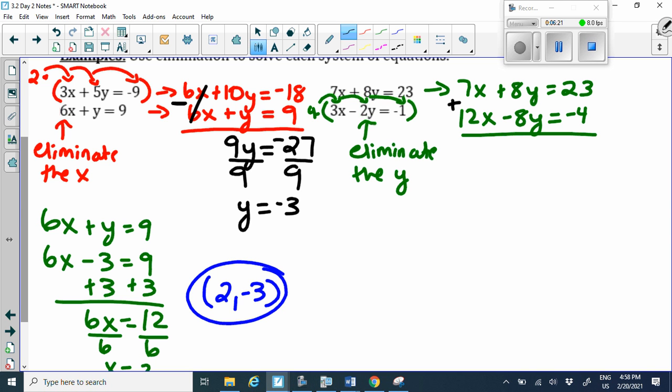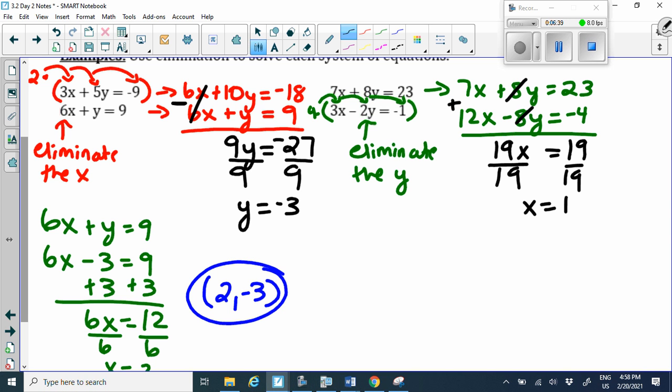So I do 7x plus 12x, that's going to give me 19x. I know my y's cancel out because that's the one I'm trying to eliminate. And then I do 23 plus a negative 4. That's going to give me 19 as well. So I divide both sides by 19. I get x equals 1.